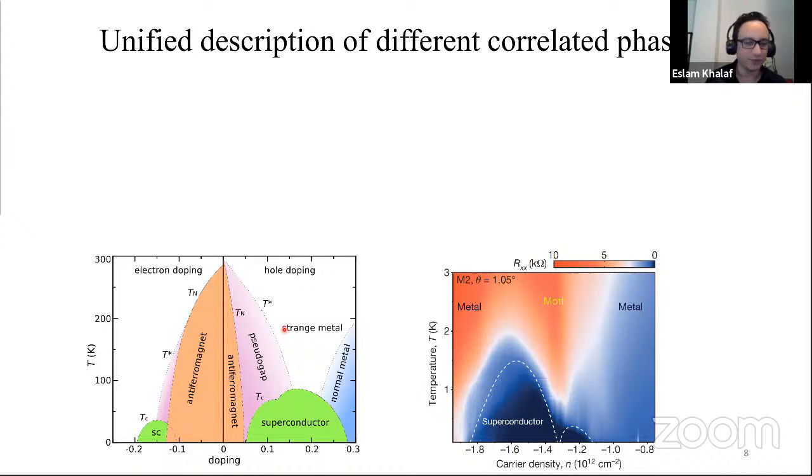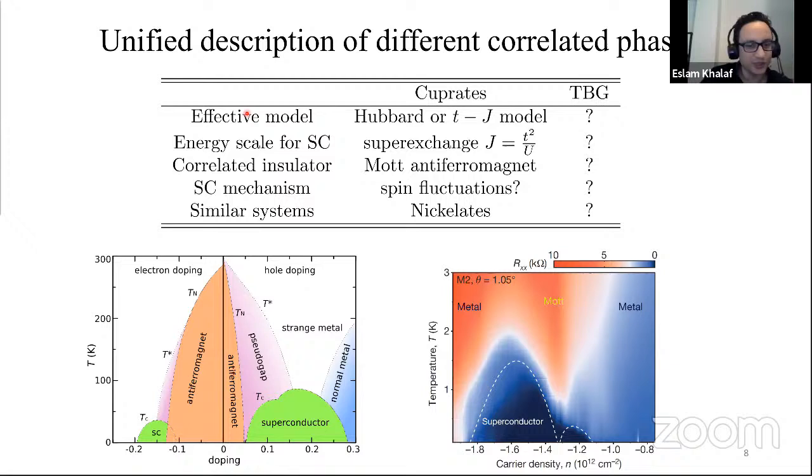For example, when we think of the cuprate system, we first ask what is the effective model for the low energy physics. In these systems, the models usually take the form of a Hubbard or a t-J model: electrons hopping on some square lattice subject to strong local interaction. The next question is, what is the energy scale responsible for superconductivity? In these systems, it's the so-called superexchange scale, associated with antiferromagnetism, and it can be obtained in a perturbative expansion of the dispersion divided by the interaction.